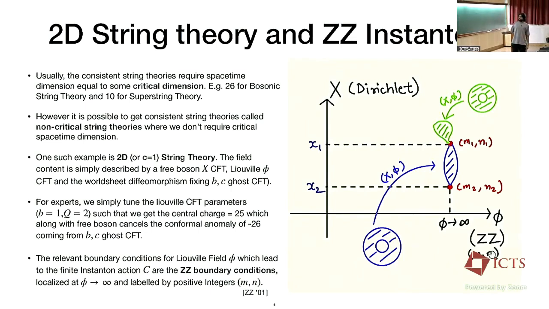For experts, in Liouville CFT I put some special parameter values so that the ghost anomaly is cancelled and we get a consistent string theory. Now, the relevant boundary conditions for the Liouville field are, for X, Neumann or Dirichlet, as I defined earlier. The relevant boundary conditions to get a finite C, the instanton action I showed in the previous slide, are the ZZ boundary conditions devised by the Zamolodchikov brothers in 2001. These are localized at phi going to infinity. So they are roughly like Dirichlet boundary conditions localized in space-time, like D-instantons. But they are labeled by some positive integers, m and n.